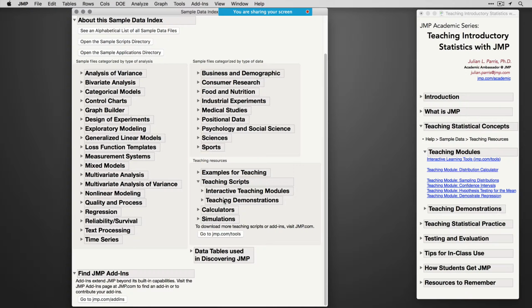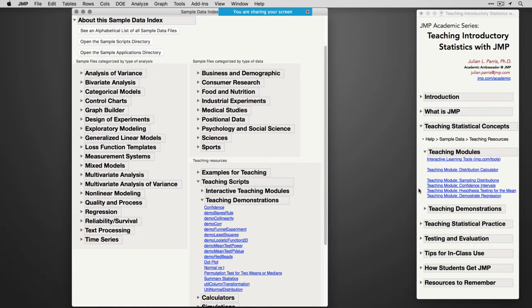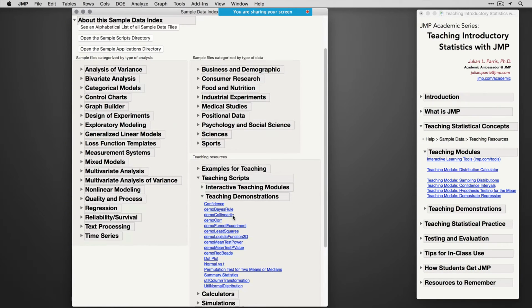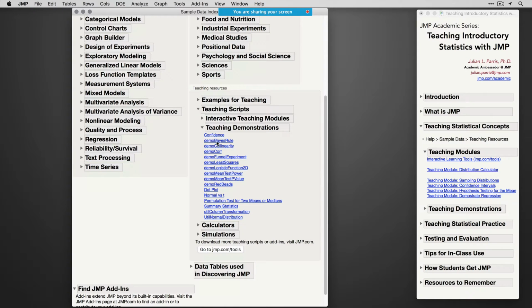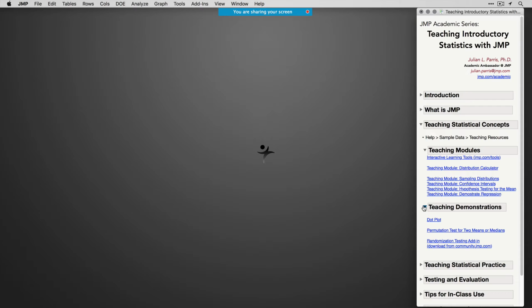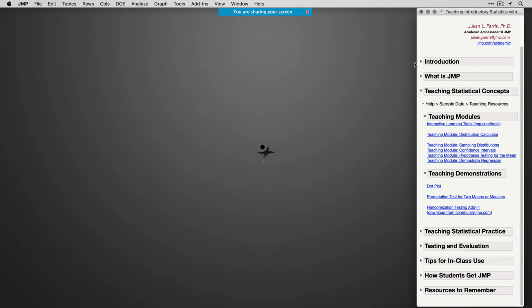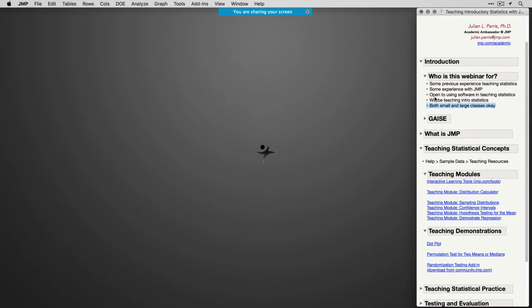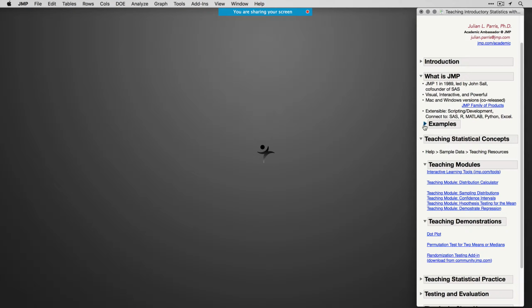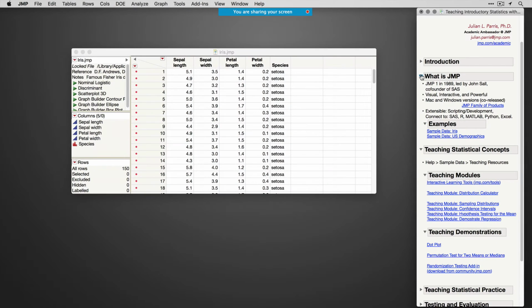But what I want to talk about now is another section, these teaching demonstrations. And there's a large number of them on the left that we could talk about, but I want to talk about just a few of these, the ones that I think are appropriate, certainly for beginning statistics courses. And one I want to talk about, especially when you're first starting and getting into representations of data, are dot plots. And so I'm going to open just a basic data set here from before, that iris data set.